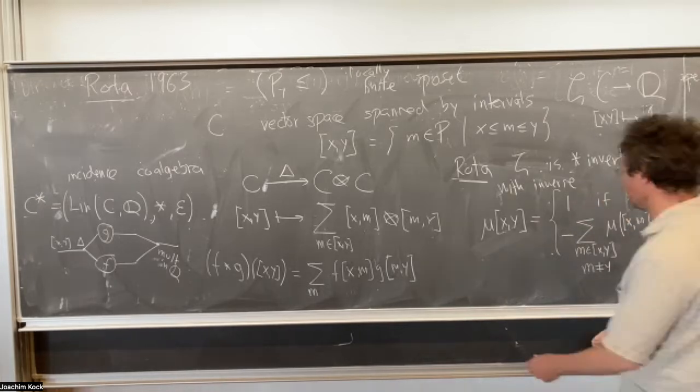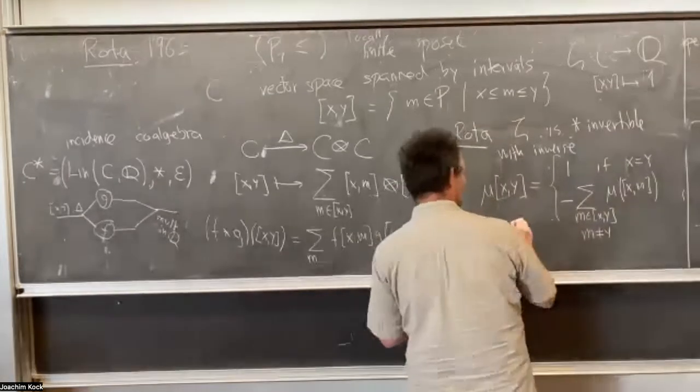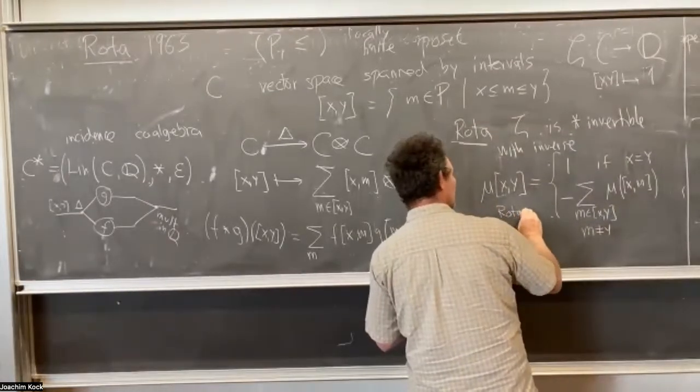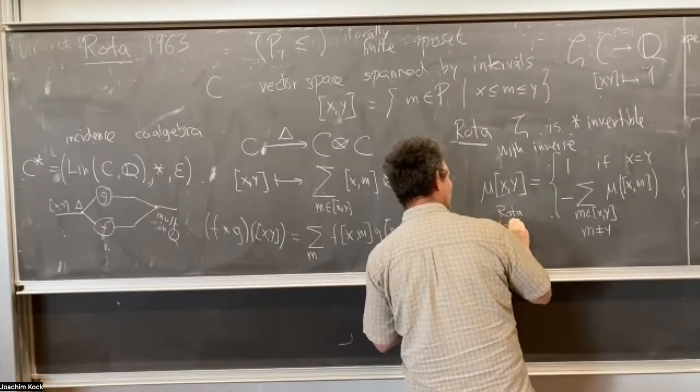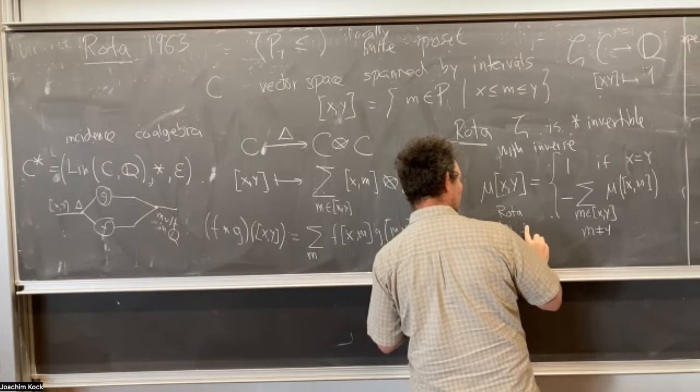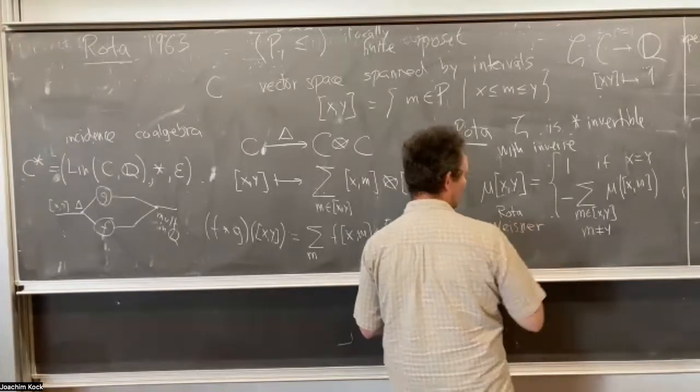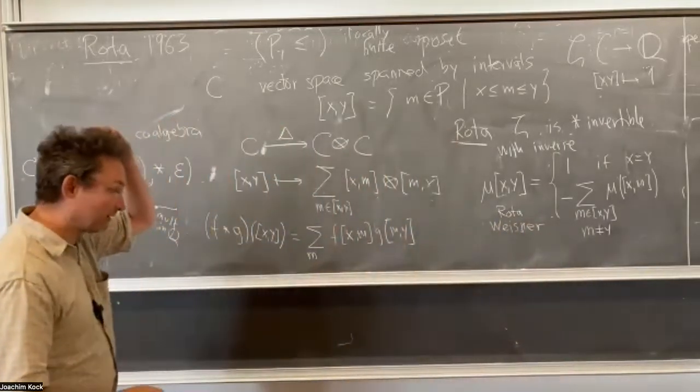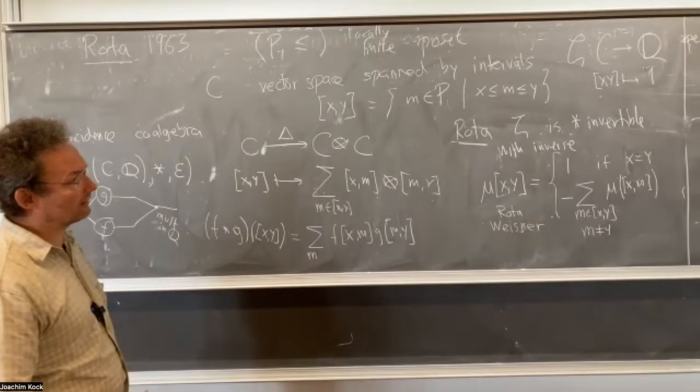Okay, so this is Rota, but it's essentially the same formula that Weisner had found in a special case, I think it was just for finite lattices or something.